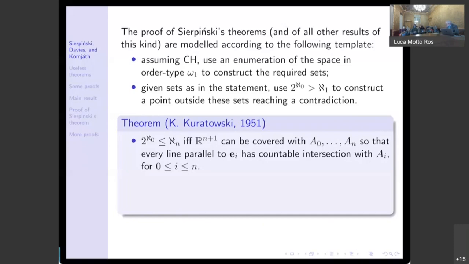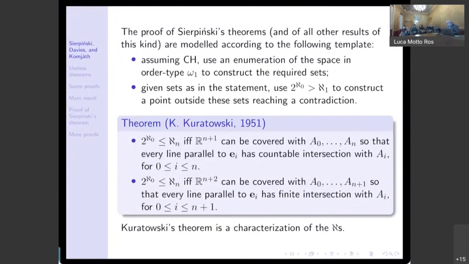Kuratowski proved that 2 to the aleph zero is at most aleph n if R^(n+1) can be covered with n+1 sets A_i, such that every line parallel to the vector e_i has countable intersection with A_i. So this is the analog of Sierpiński's old results. You have countable intersections, and if n is equal to 1, you have that R2 can be covered with two sets.